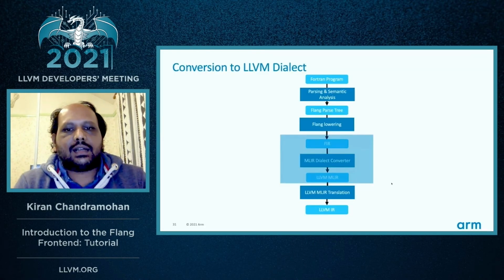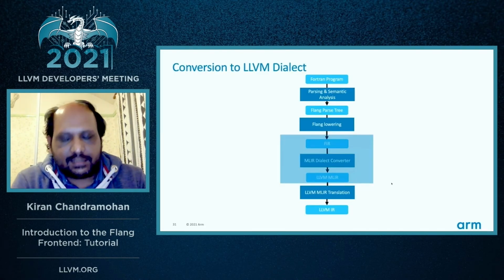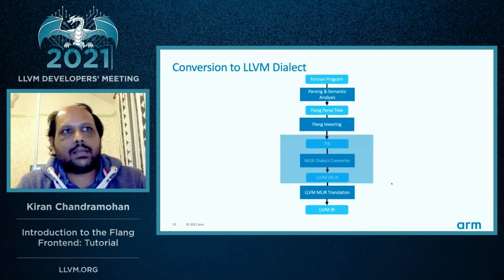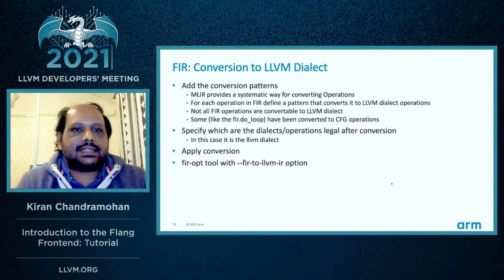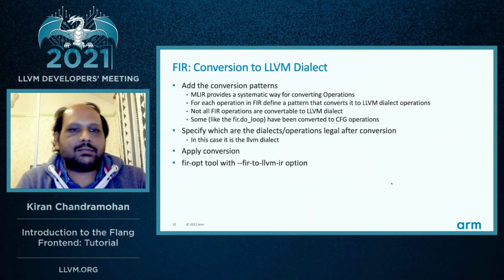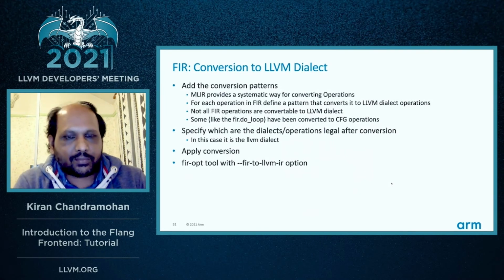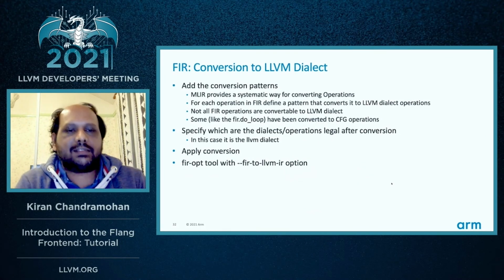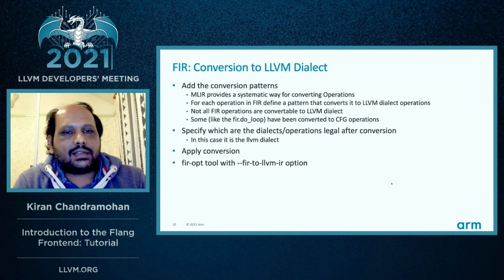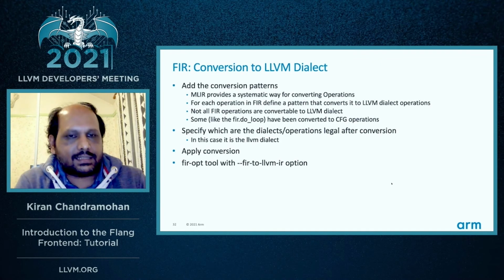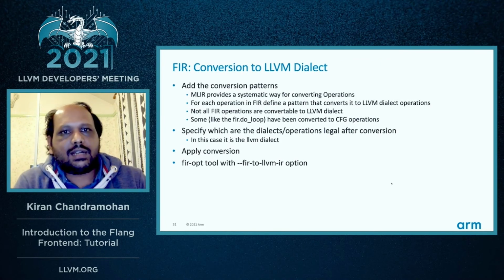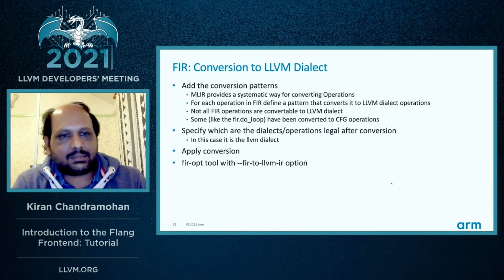So the next stage after we have FIR and we have done all the transformations in FIR is converting it into the LLVM dialect. So MLIR provides a systematic way of converting operations in one dialect to the other dialect. So what we have to do in MLIR is that for each FIR operation, we have to define a pattern that converts it into LLVM dialect operations. It has to be kept in mind that not all FIR operations are convertible to LLVM dialect. Some, like the FIR do loop, would have been converted to CFG operations by this time.